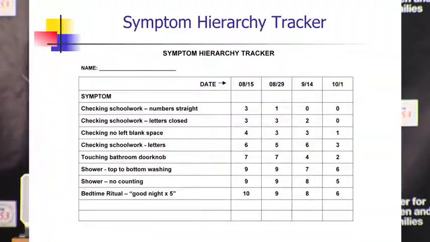So checking schoolwork with your numbers straight. That was 3. Checking letters closed, blank spaces, doorknob. And you literally just spend a few minutes going over and writing down the numbers. And typically what you'll find is the parent or the child might say, oh, I had a hard week. I don't think my OCD is getting any better. And then you look at the numbers and you can see that there is improvement.